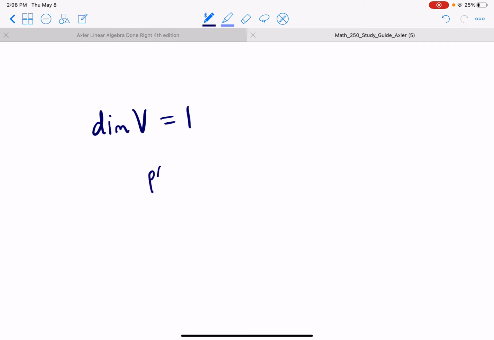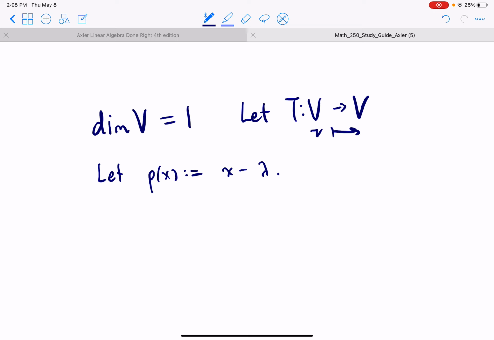So what's the minimal polynomial of T from V to V, where V is one-dimensional? Let p of x be defined to be x minus lambda, where T scales things by lambda. That's all T can do on a one-dimensional space if it's going to be a linear map. Okay? So T is definitely equal to lambda times v for some lambda. Then write down this polynomial. That's minimal. So it exists for dimension 1.